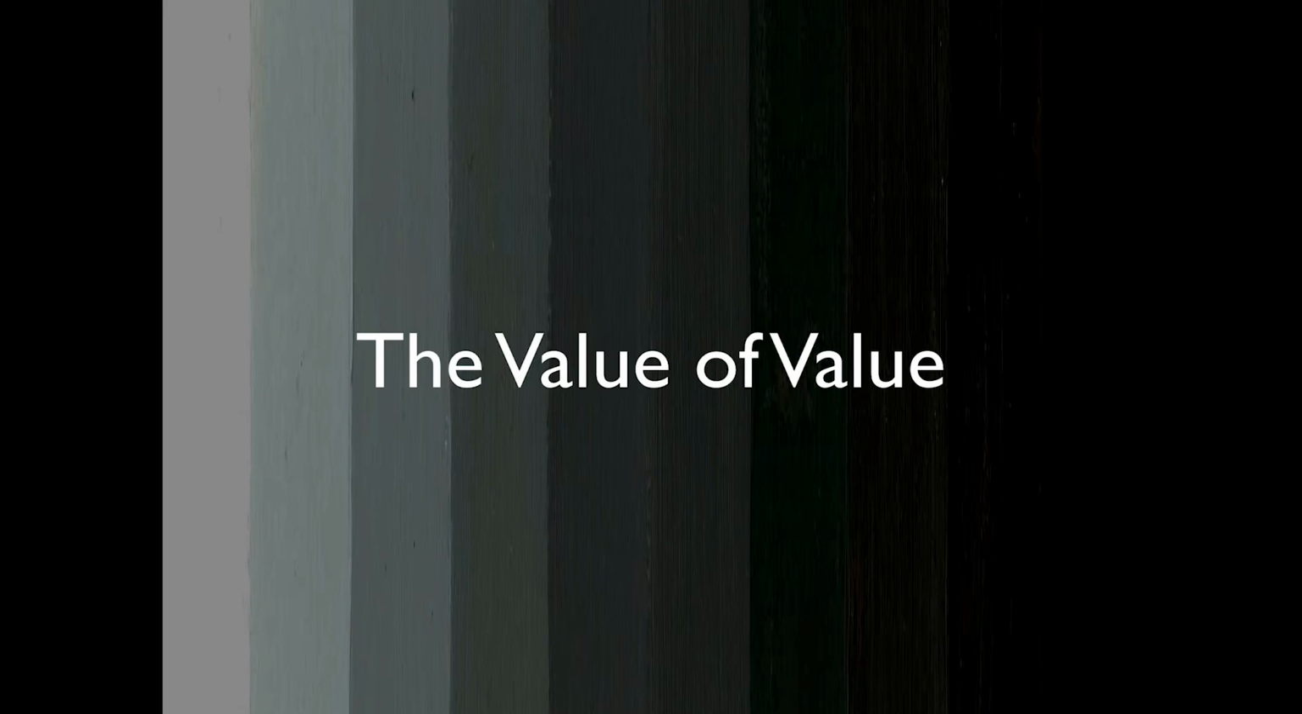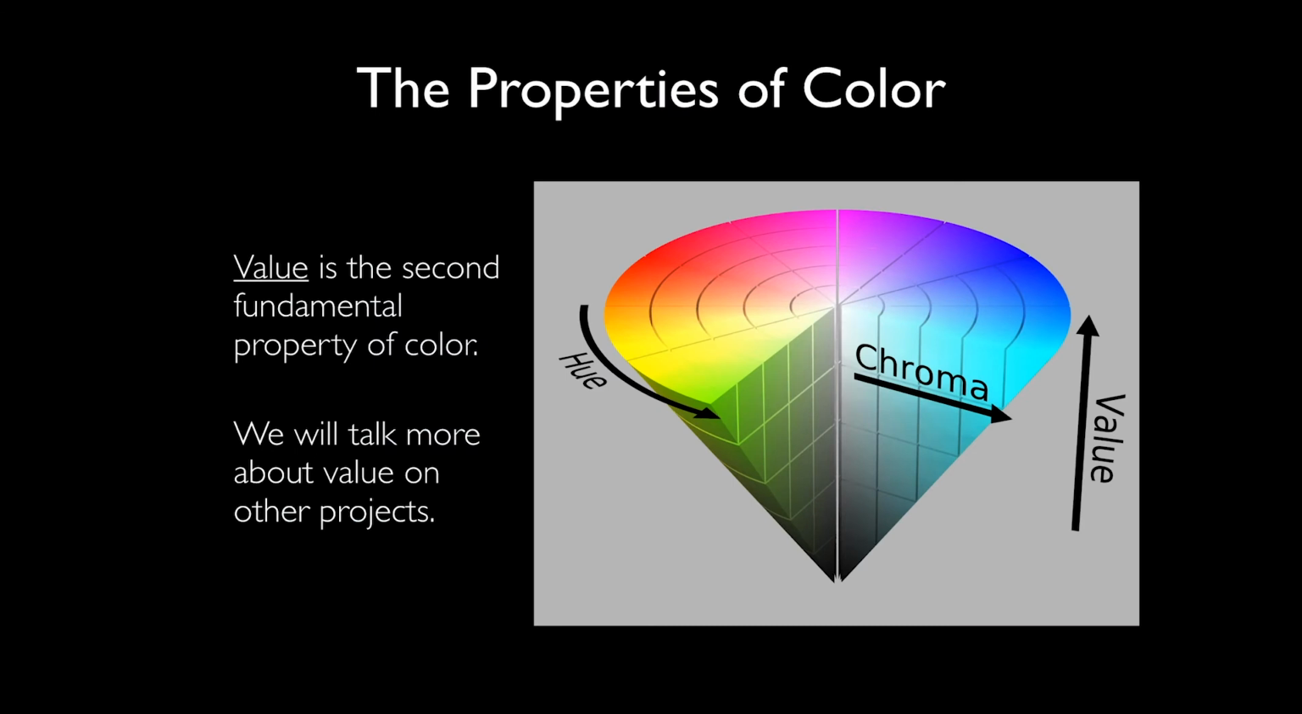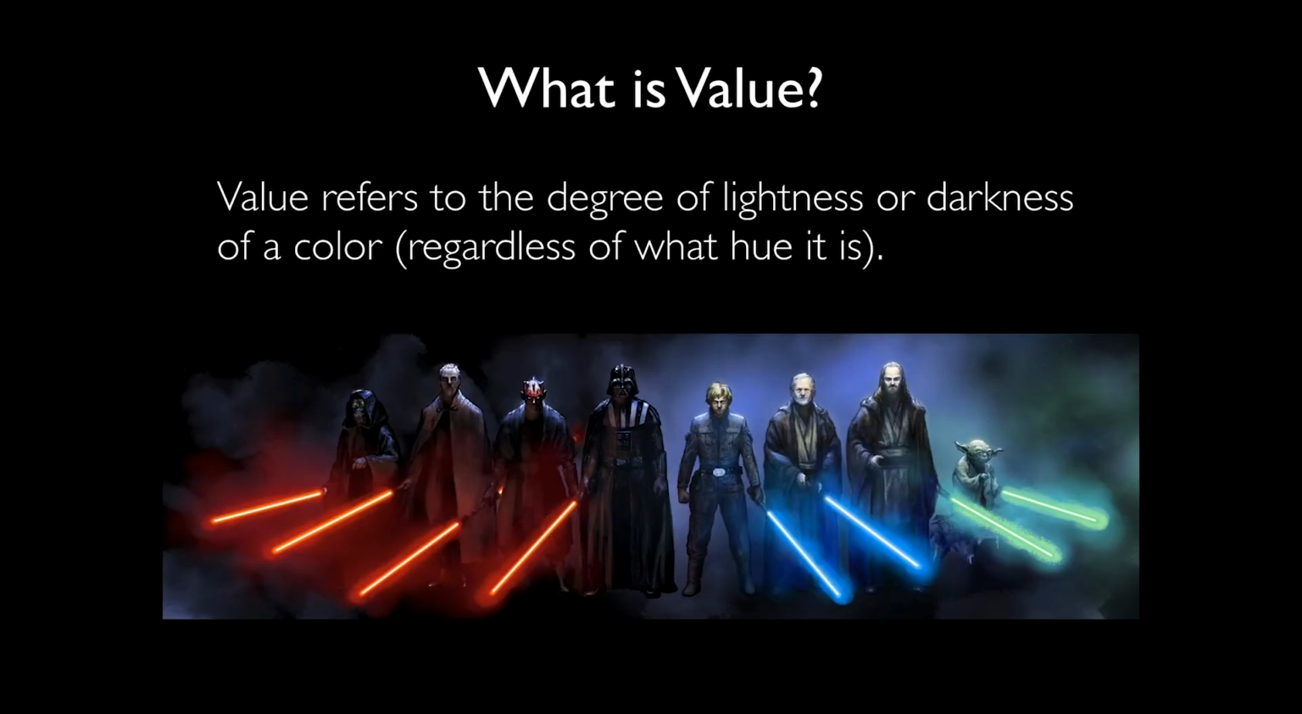I'm just going to give an overview because we will talk about this more on other projects. But it is the second fundamental property of color, and value just refers to the degree of lightness or darkness of a color, regardless of what hue it is. So you can have light blue or dark blue, for example.